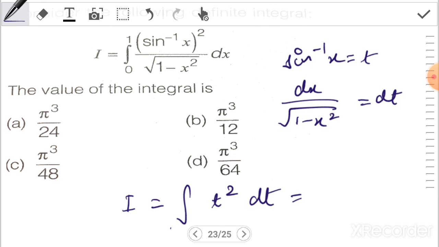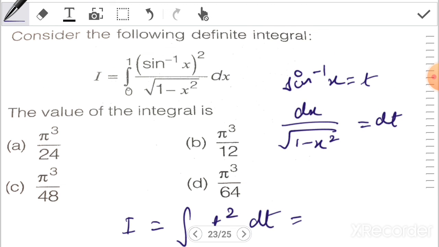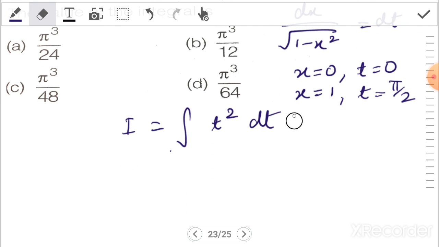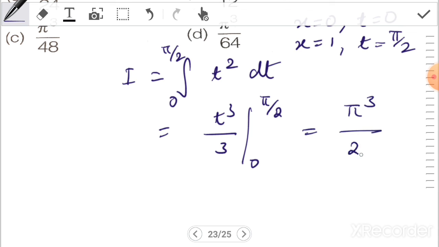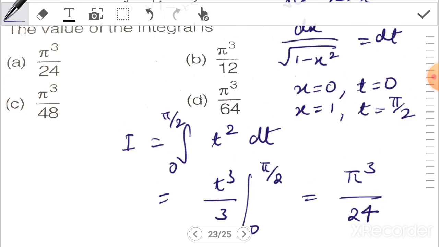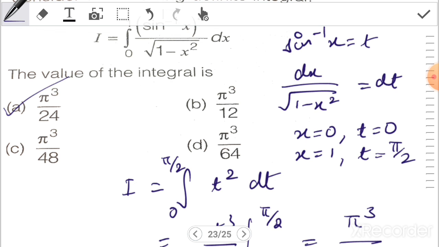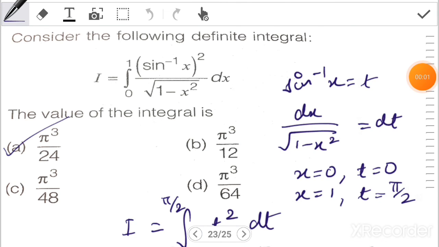Now, limits are, x is varying from 0 to 1. When x is equal to 0, t is equal to 0, and when x is equal to 1, t is equal to pi by 2. So 0 to pi by 2 t square dt. Then this is t cube by 3, 0 to pi by 2, which is pi cube by 24. So you will get A as the answer. Let us go to the next problem.